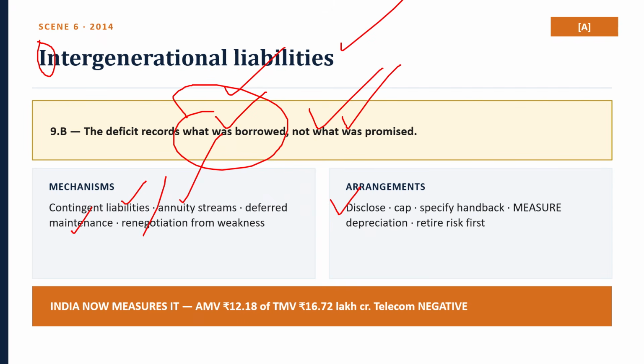And the fifth one is build a renegotiation framework before you need one. The survey's own recommendation on that point is preventive. A framework negotiated in calm is worth more than a settlement negotiated in distress. The sixth one is retire risk before the bid, not after. Land clearances, utility shifting. The cheapest intergenerational protection is a project that does not go into distress.